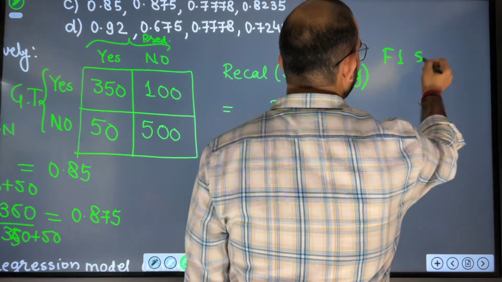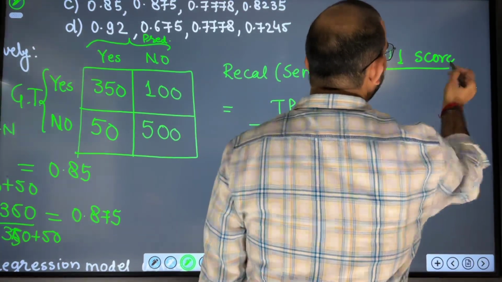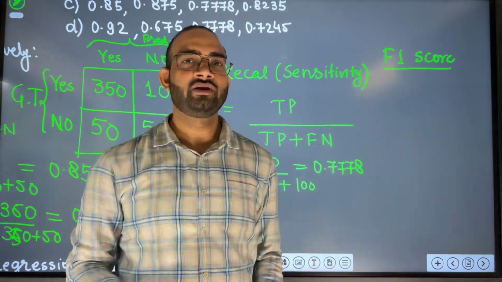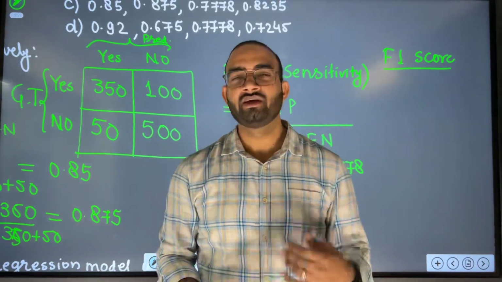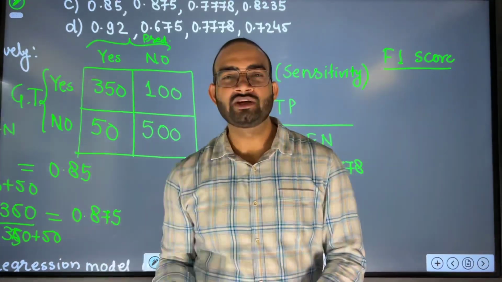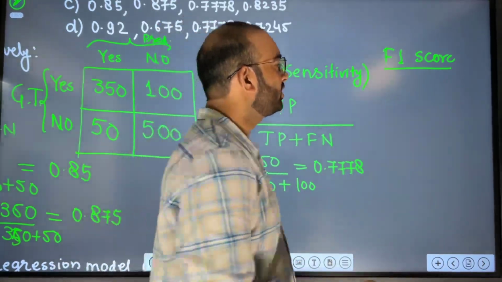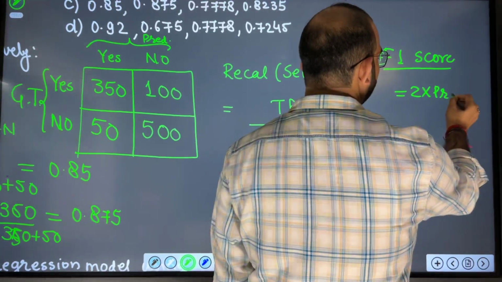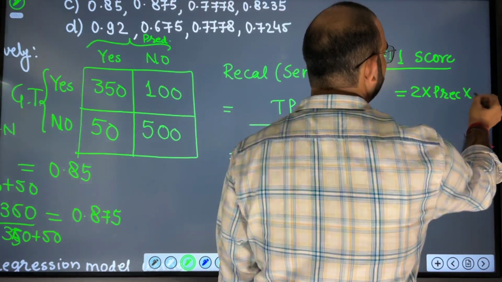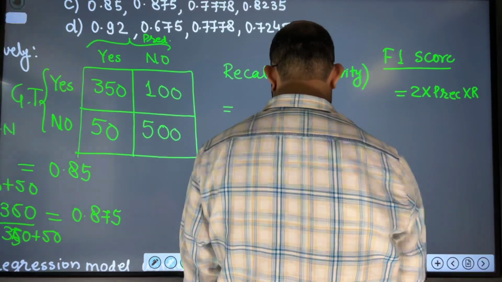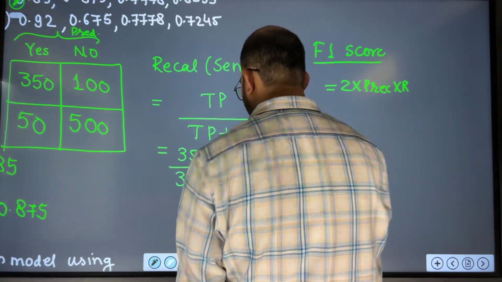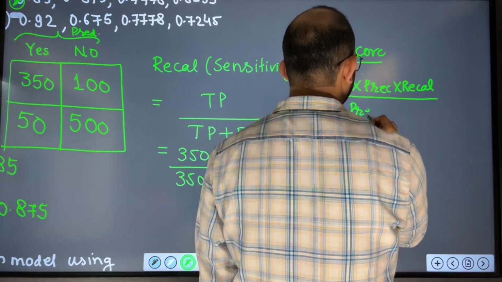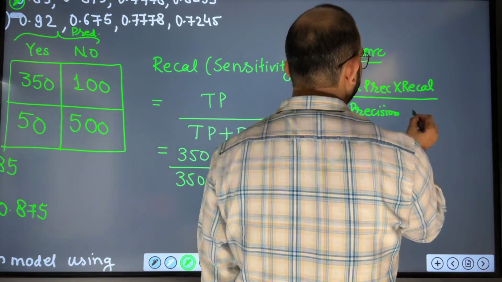Now we are reaching the last and final thing, that is our F1 score. F1 score is a performance measurement metric of any model. That can be accuracy, F1 score, AUC, all these things can be used. So the F1 score formula is 2 times precision into recall divided by precision plus recall.